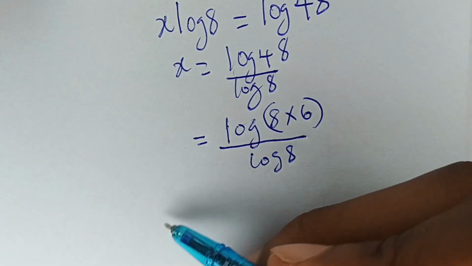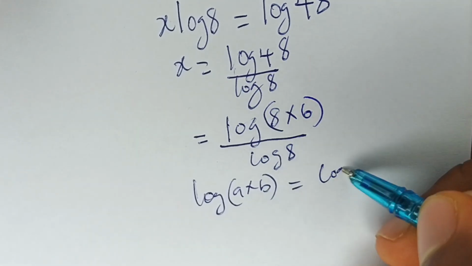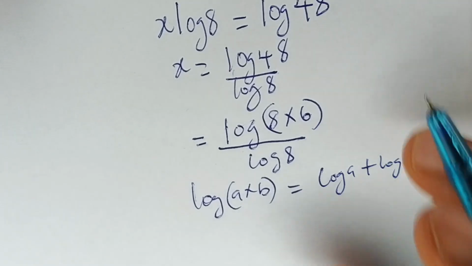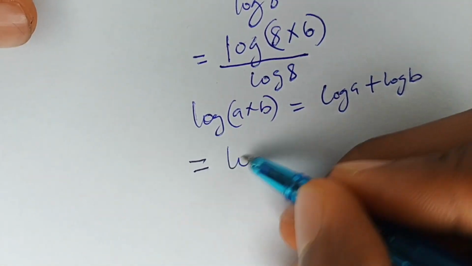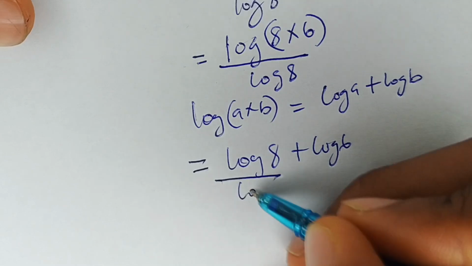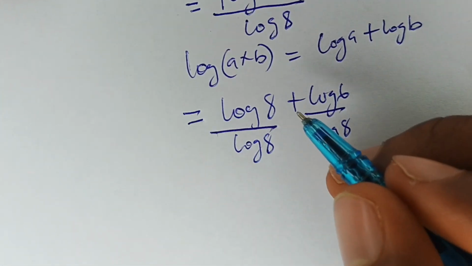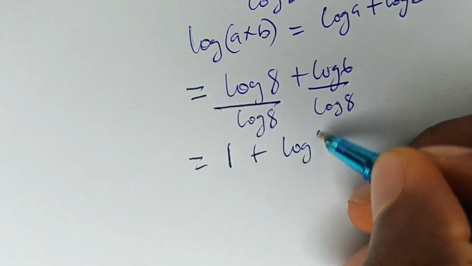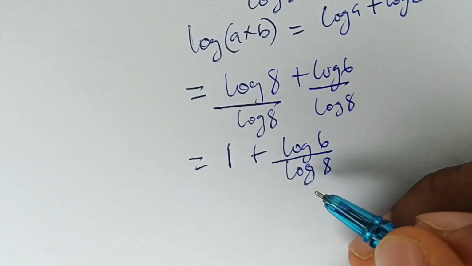Now, another law says that log of a times b is equal to log of a plus log of b. So applying this here, we should be having this to be equal to log of 8 plus log of 6 over log of 8. From here, what you have left is equal to 1 plus log of 6 all over log of 8.